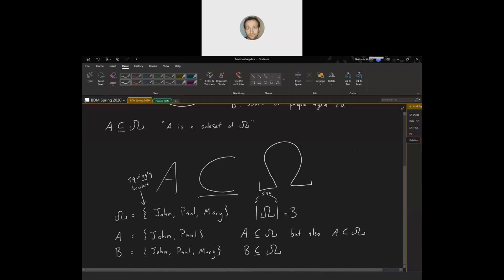So the same way that you have a less than and a less than or equal to, this symbol works in the same way. The statement 2 is less than 2 is not true, but 2 is less than or equal to 2 is true. So here, A is a subset of omega, and this is a proper subset, or a strict subset.